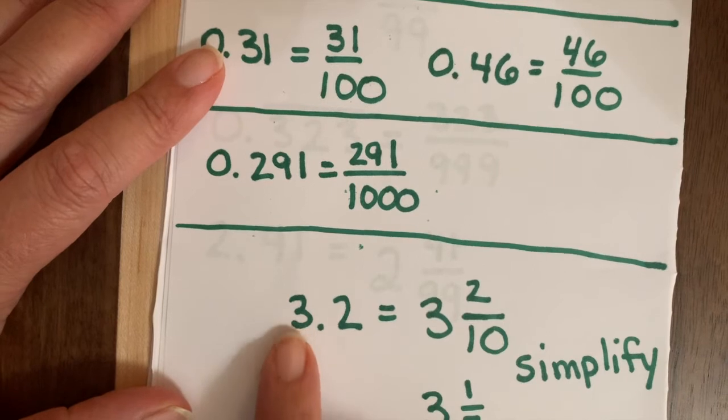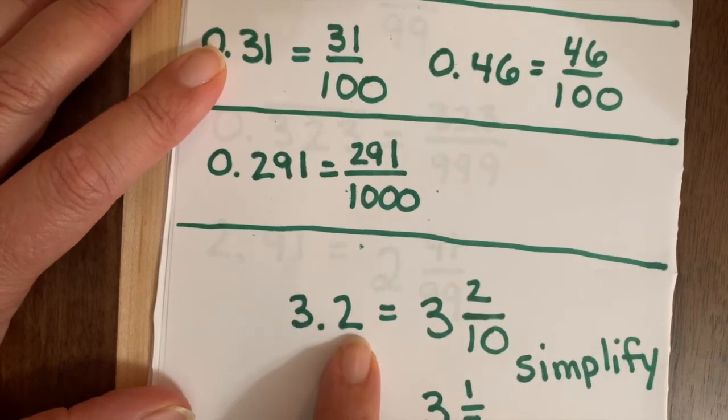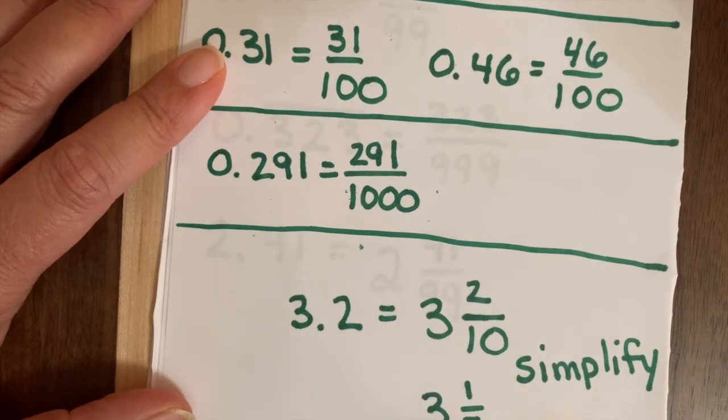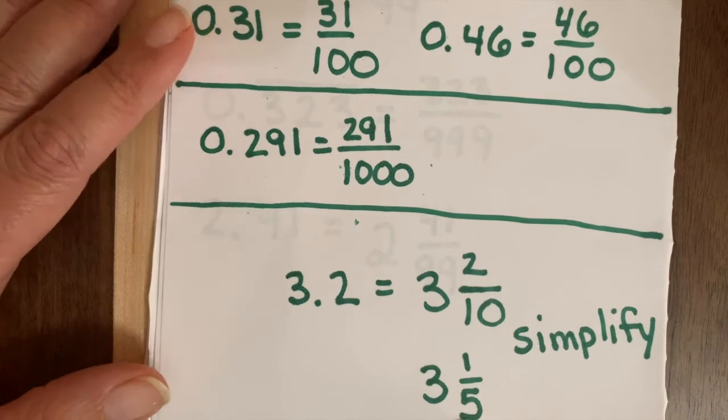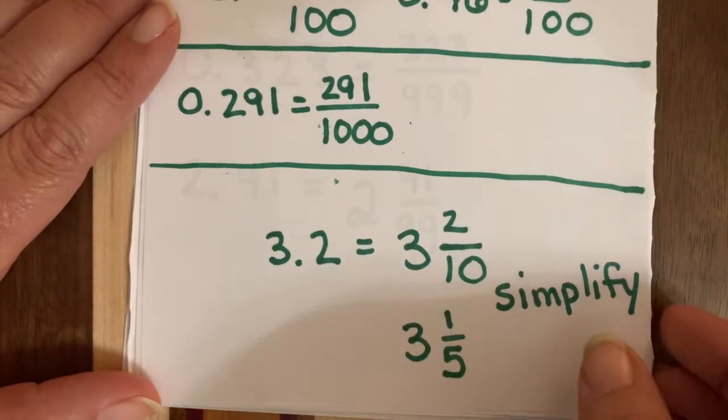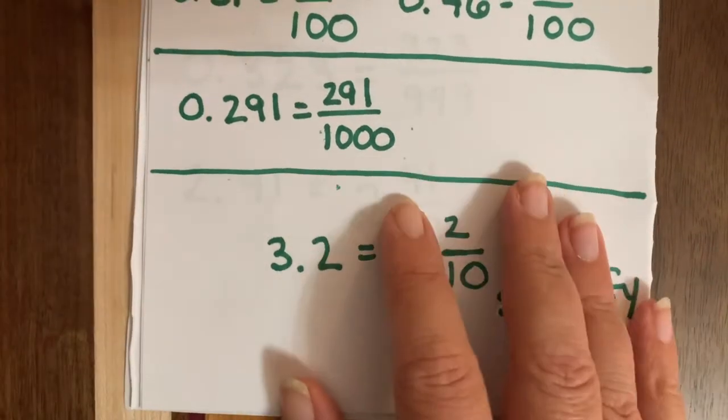So for this example, it's 3.2. There's one number after the decimal, so I write it as 3 2/10. And then we would simplify it to 3 1/5. Be careful on Khan Academy, because if you don't simplify things appropriately, then it will be counted as wrong.